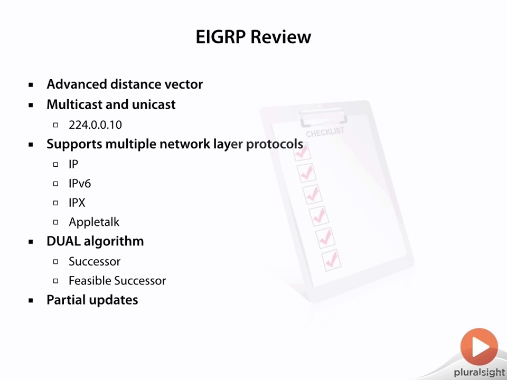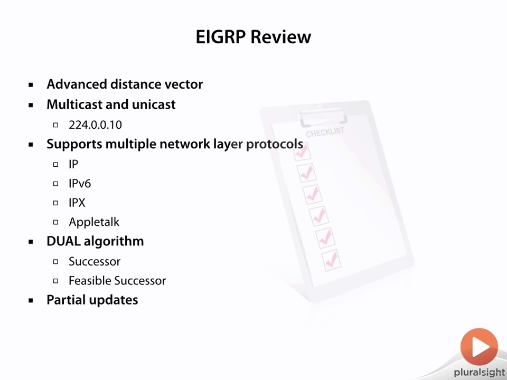And actually, before I get too far with this, the multicast and unicast, from a CCIE security standpoint, think ACLs. So if you know that 224.0.0.10 needs to be allowed for communication between two EIGRP speaking devices, you should also know that you may have to allow their specific IP addresses for that unicast communication also. But it does support multiple network layer protocols, as I mentioned, IP and IPv6, IPX, AppleTalk, and so on.